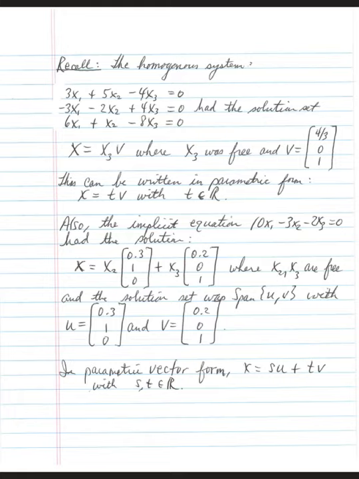All right, so let's recall that the system of equations we just solved had the solution set x equals x3 times v. This was the one I was talking about being a line through the origin instead of a plane through the origin. It only had one vector spanning the solution set. So it's a line through the origin instead of a plane through the origin.